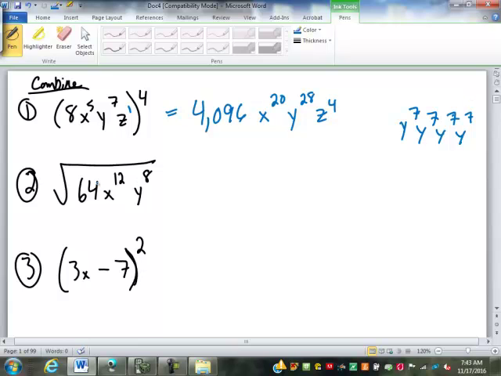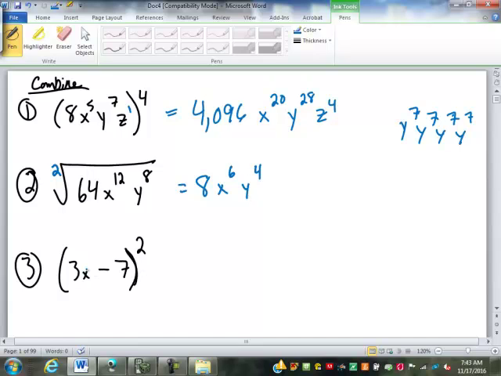Our roots, we take the root of the number. What's the square root of 64? Careful. 8. And then it's a square root. Now remember, we don't write it in here, but what's the implied index here? It's a 2. So you divide the powers by 2. So it's going to be x to the 6th, y to the 4.